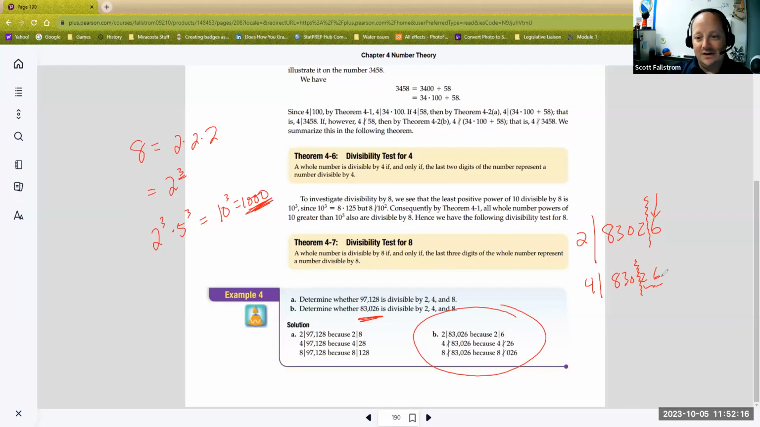Does 4 evenly divide 26? And the answer is no. So this one would be false. Does 2 evenly divide 6? And the answer is yes. So that one would be true.